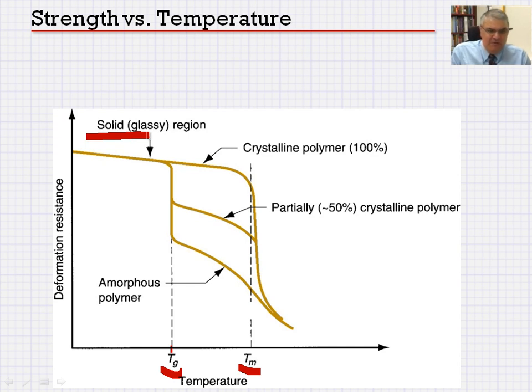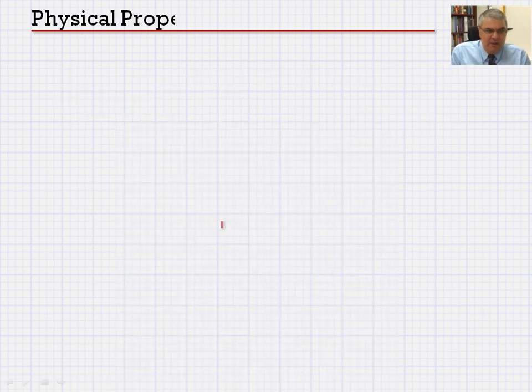As we are increasing that, and of course, for different types of polymers, either amorphous or crystalline or partially crystalline, you can see that the crystalline has a much higher deformation resistance, and the amorphous polymer has the lowest deformation resistance, and the partially crystalline polymer falls somewhere in between. That's the middle line. These are all illustrations of what we have already looked at.